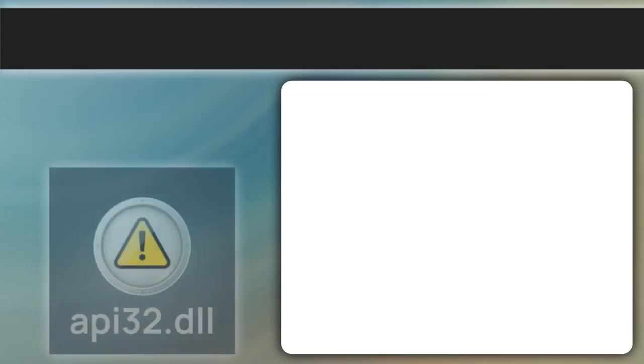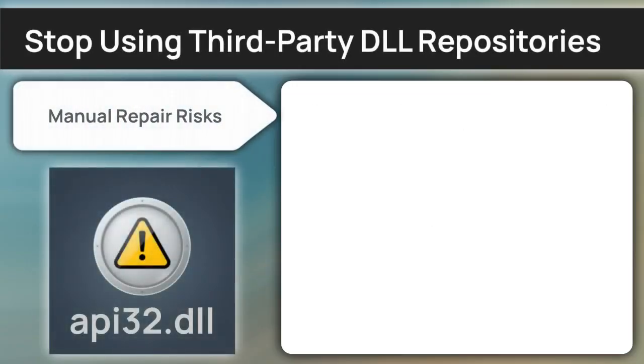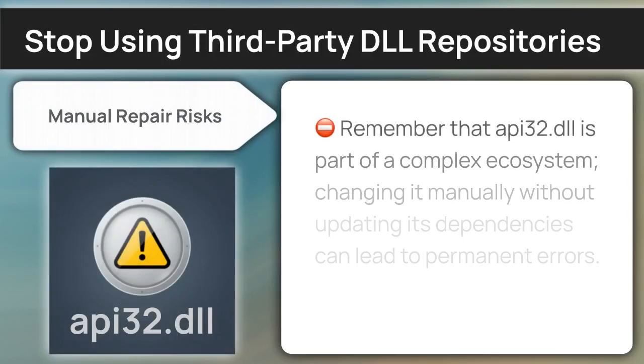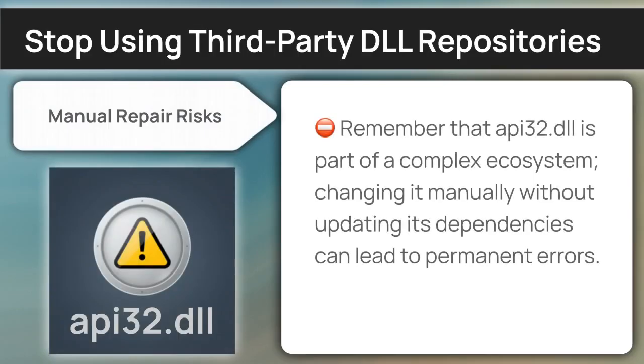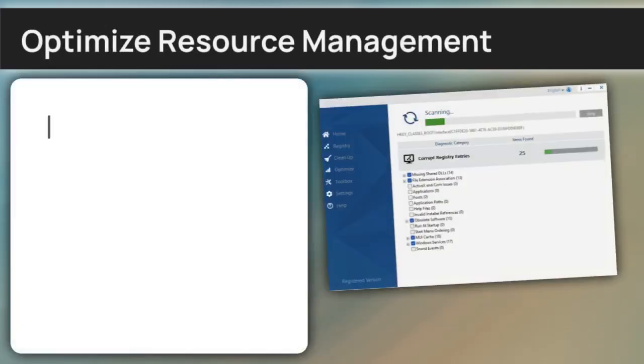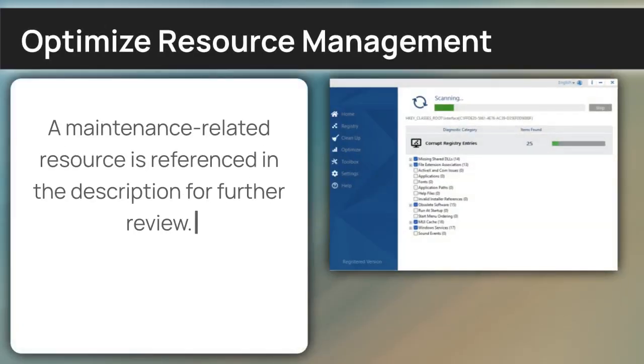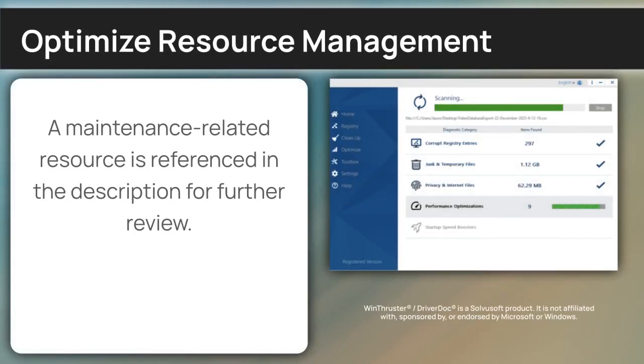It's worth taking a moment to discuss the safe acquisition of runtime components. Don't risk your computer's health by downloading api32 library DLL from random internet sources, which often harbor hidden tracking scripts and ransomware.